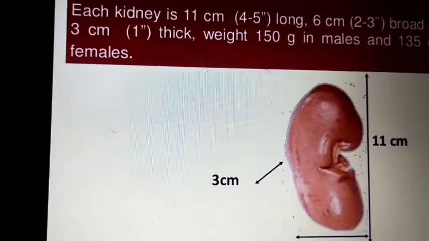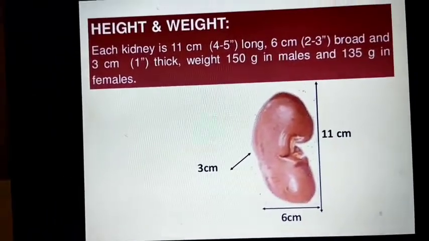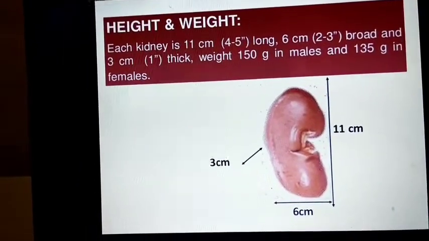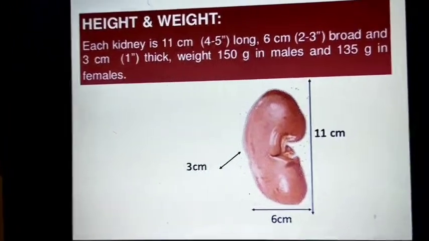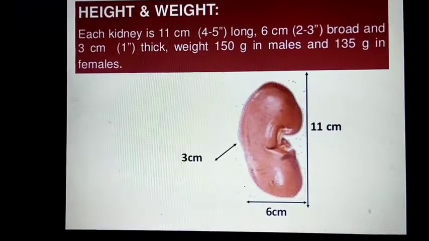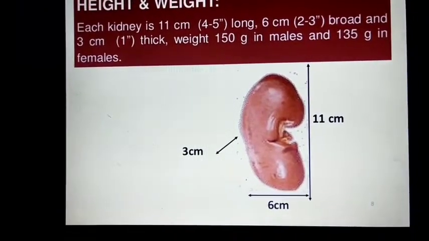height and weight of the kidney. Each kidney is 11 centimeters long, 6 centimeters broad and 3 centimeters thick. Weight is about 150 grams in males and 135 grams in females. So 11 centimeters in length, 6 centimeters broad and 3 centimeters in thickness.